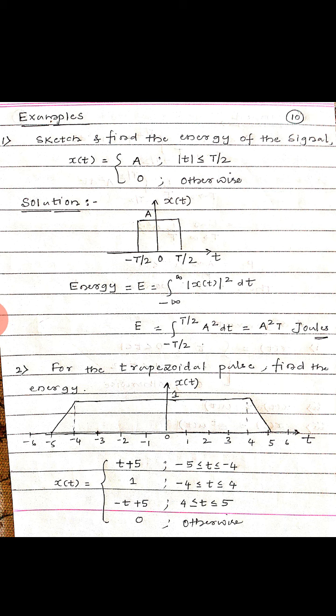And another method is there to find the signal values between minus 5 to minus 4 and between 4 to 5, that is using the slope method. In the next example I will be using that method. So how to calculate the signal value using the slope method.